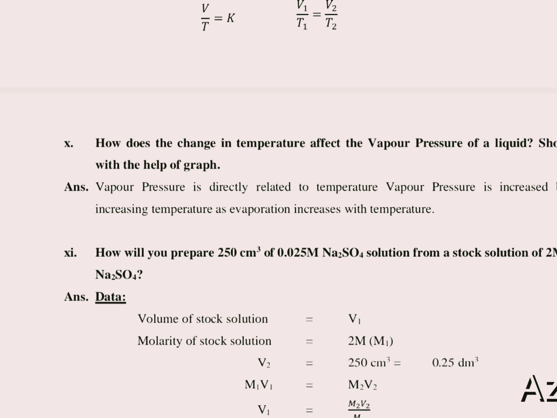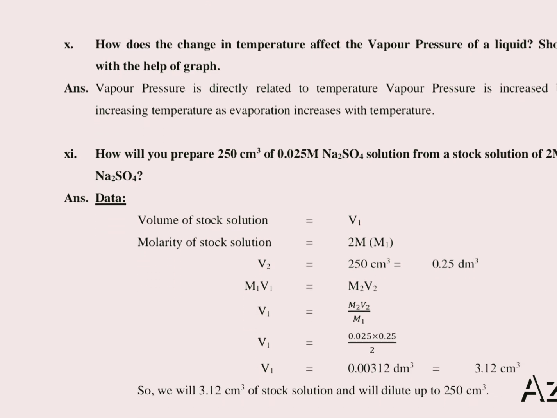So from the stock solution, we consider M1 and V1, and V1 is not known here. M1's value is 2 molar. And where we have to take it, the 250 cm³ value, consider this as V2, and 0.025 is M2. So how do we set the equation? M1V1 is equal to M2V2. Just rearrange it. We need to calculate V1, put the values, and you will get your answer.